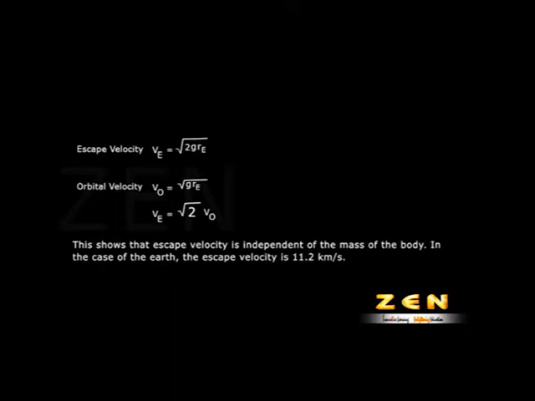The escape velocity is independent of the mass of the body. In case of the Earth, escape velocity is 11.2 kilometers per second. Relation between orbital velocity and escape velocity. Orbital velocity v_o is equal to square root of Rg. Escape velocity v_E is equal to square root of 2Rg. Therefore, v_E is equal to square root of 2 times v_o.